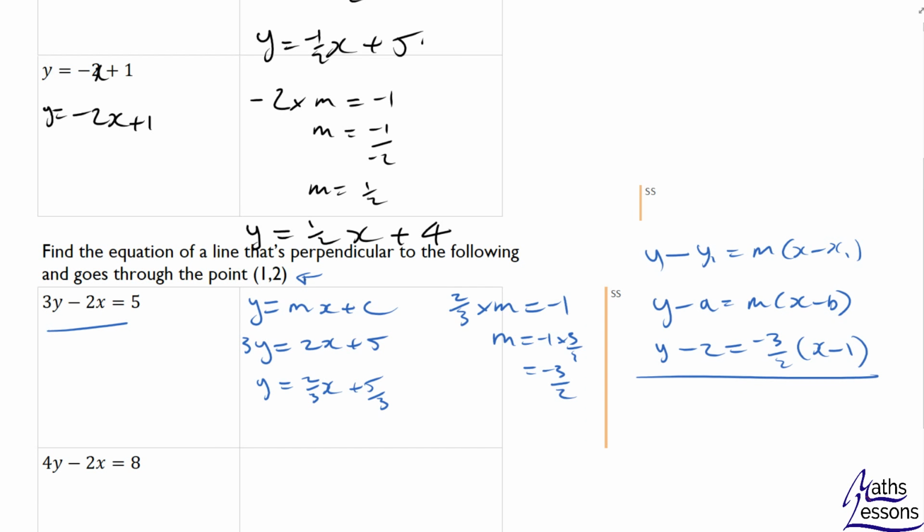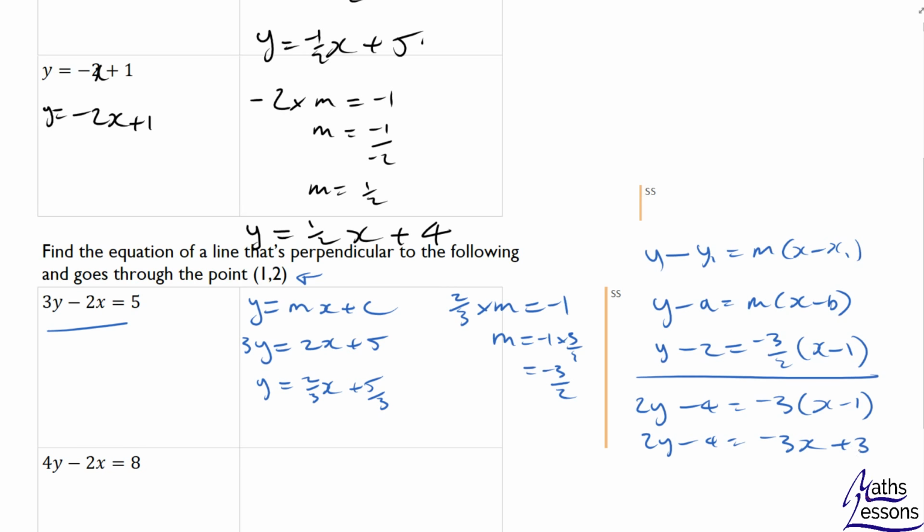It just says find the equation of a line that's perpendicular to the following, go to the point 1, 2. And we've done that. But let's just simplify it anyway. And I always reckon if you've got a fraction here, the best thing to do is get rid of the fraction first. So we times by 2. So timesing the y by 2, we get 2y. Timesing the -2 by 2, we get -4. Gives me -3, because now times by 2, (x minus 1). Multiply out the brackets.